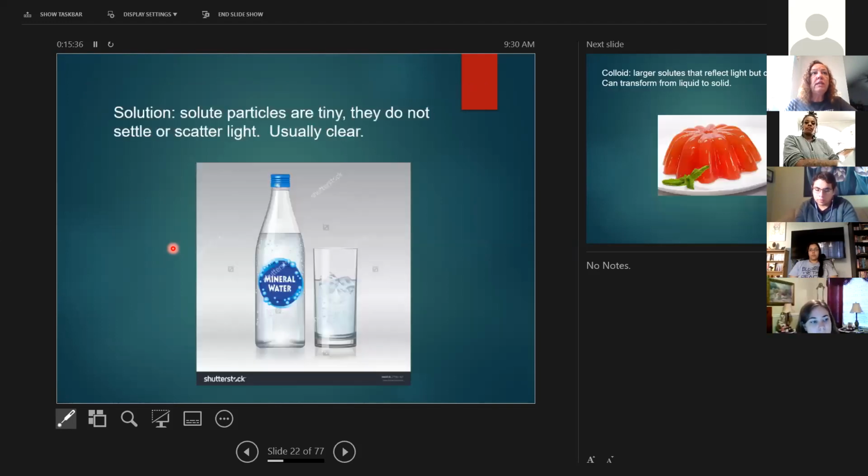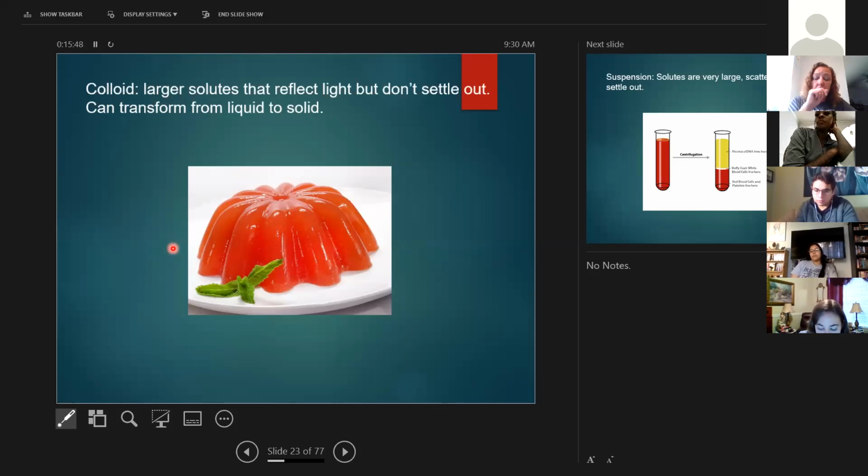So a solution is the first mixture that we're talking about. Solution, I've mixed something into something. The particles are small and do not settle out. A colloid, I have mixed something into something. The particles do not settle out, but it can transform from liquid to solid.